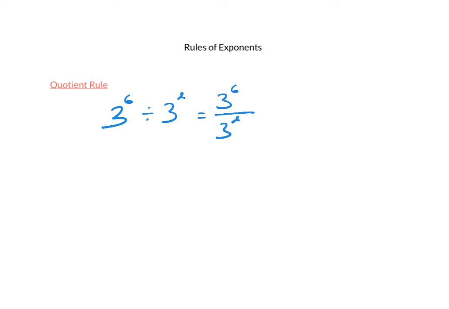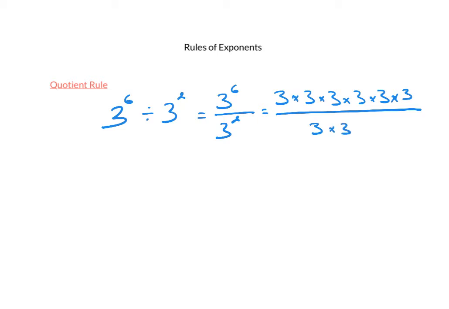Now 3 to the 6th power means we're going to multiply by 3 six times. We get 3 times 3 times 3 times 3 times 3 times 3, so we have 6 threes there, over 3 squared, so 3 times 3 twice. And we can simplify 3 with 3 here and 3 with 3. Remember, we can do this only when we have multiplication. We cannot do it with addition or subtraction.